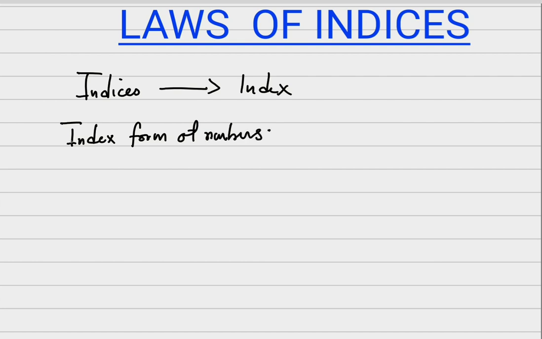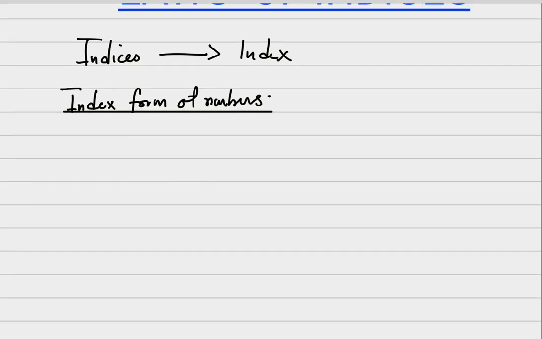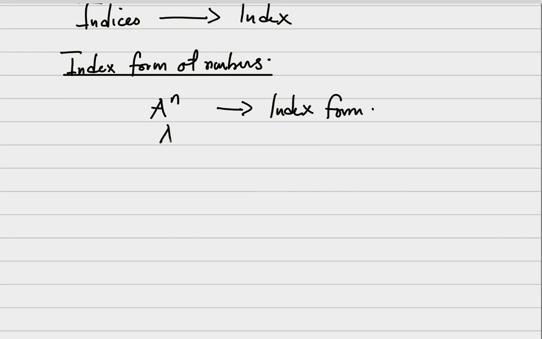Now, a number is said to be in an index form if it assumes the format a raised to power n. That is a number in index form. Where this a is the base and the n is the power. So any number that can be written in this form is known as a number in index form.